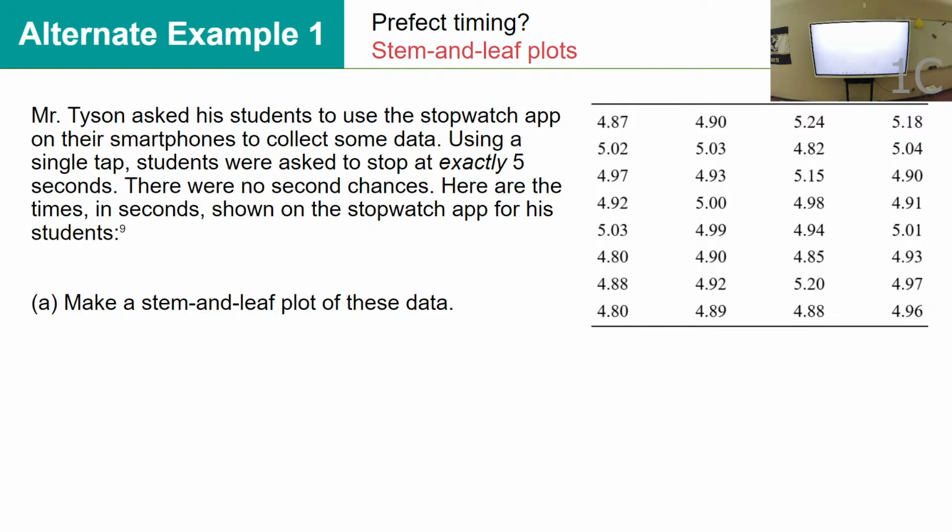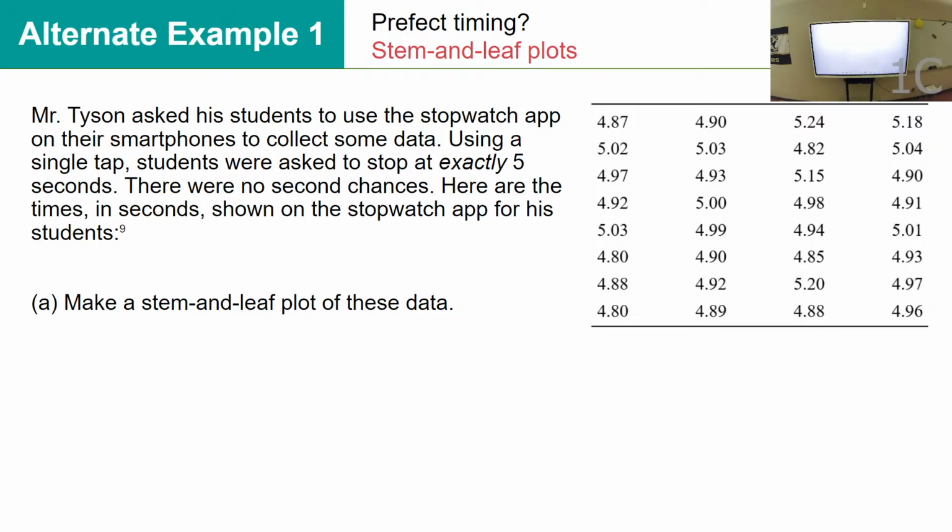Mr. Tyson asked the students to use a stopwatch app on their smartphones and collect some data from a single tap. Students were asked to stop the stopwatch at 5 seconds. There were no second chances, and there are the times. So y'all can kind of picture if you had your phone out there and you had your stopwatch and you hit start, and you're going to try to stop at exactly 5, it's not easy to do. One student did. Got exactly 5, but others didn't. Some stopped it a little too early, some stopped it a little too late.